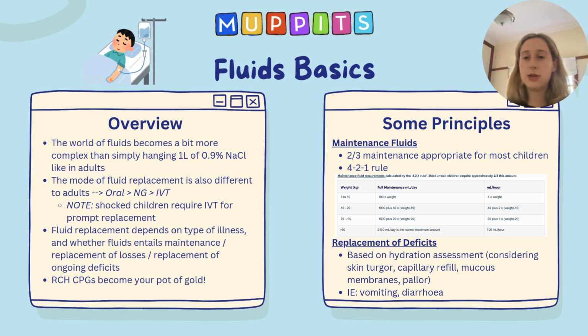So, for example, if we had a child that was, say, 25 kilograms, that's going to be 4 mLs per kilogram for the first 10 kilograms, so 40 mLs. For those second 10 kilograms, it'll be 2 mLs per kilogram, so that's 40 plus 20, so 60 so far, and then 1 mL per kilo thereafter. So then we've got 5 additional kilograms, so that'll be 5 mLs. So in total for that child, they'll need 65 mLs per hour. That would be full maintenance. So then we would times that by 2/3 if we were wanting to do 2/3 maintenance.